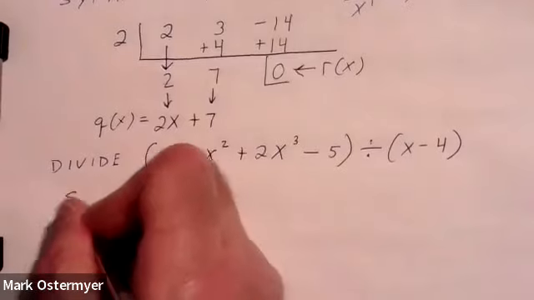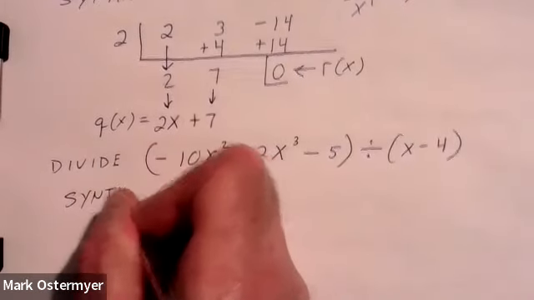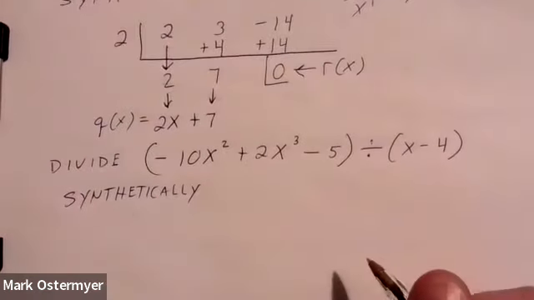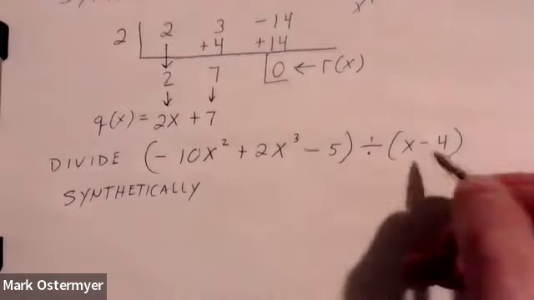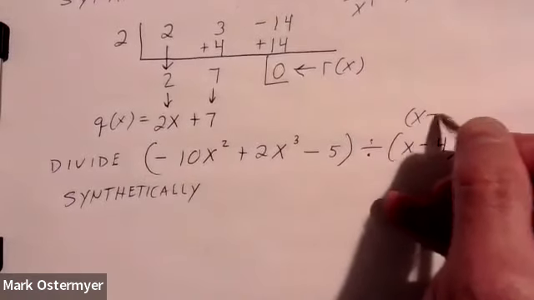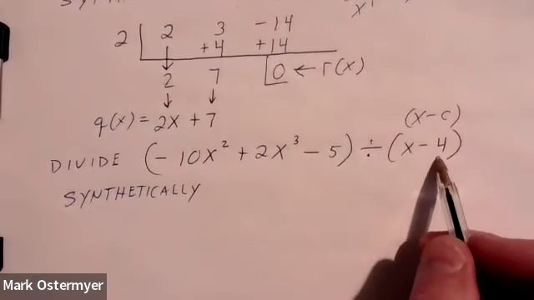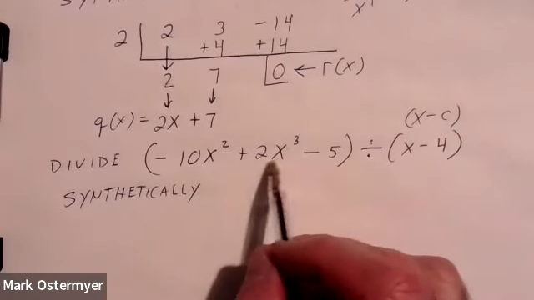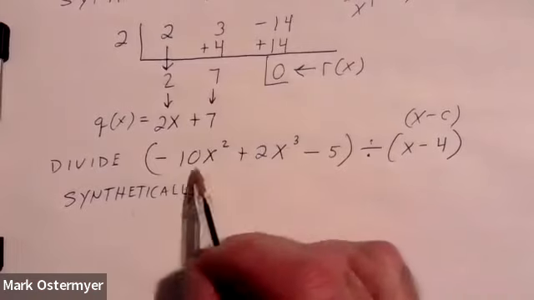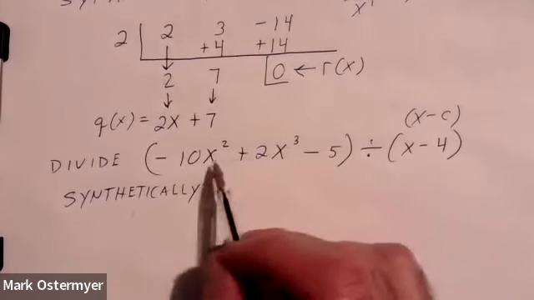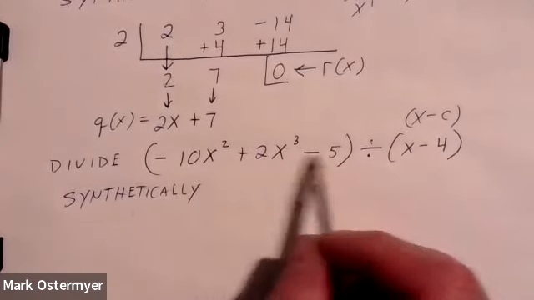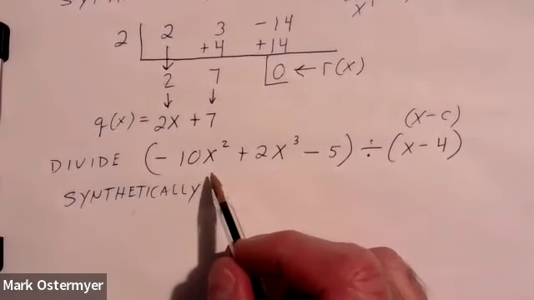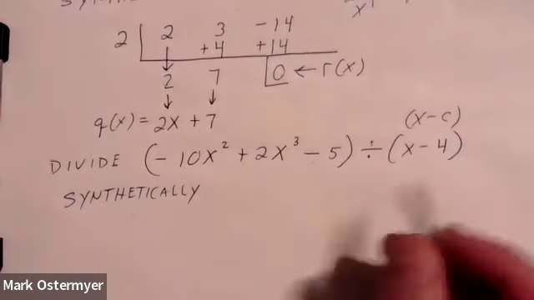So we're going to divide synthetically here. All right, so here we go. Notice my divisor is the proper form of x minus c. So I'm going to divide a positive 4 into the coefficients of this polynomial. But notice we have an issue here because this is not in descending order. So make sure when you put the coefficients in your synthetic division bar for your polynomial that they are in descending order. So here we go.